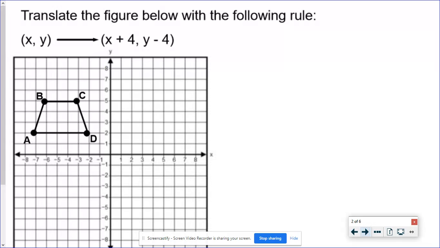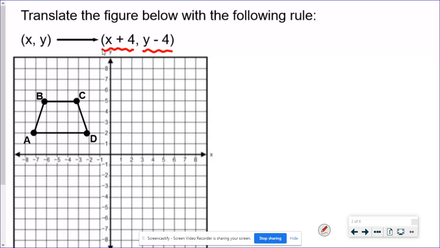The first problem is a translation. It says to translate it, and it gives me translation notation, which is telling me that for the x's, I'm going to be moving 4 to the right because I'm adding, the numbers are getting bigger, I'm going to the right. For the y's, I'm subtracting, which means it's moving down 4 units. So each of these points should move 4 to the right and 4 down.